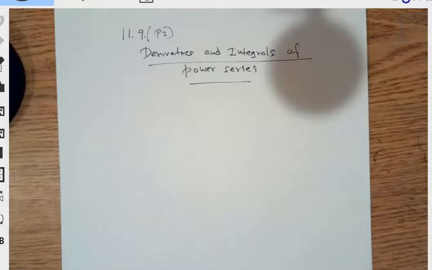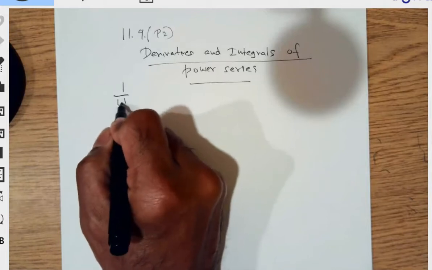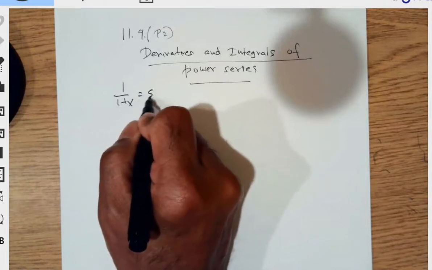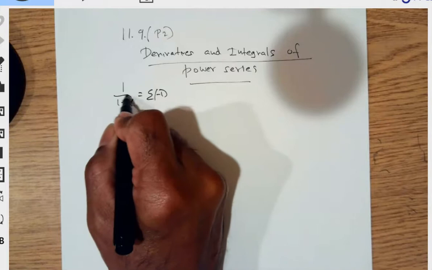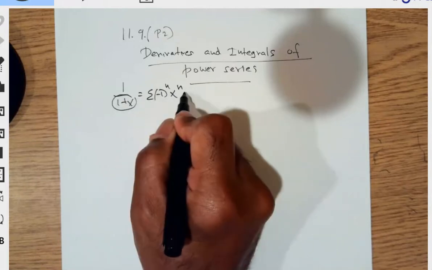So this is part 2 of 11.9 where we are going to talk about derivatives and integrals of power series. So what do you mean by this? Now in the last part of 11.9 we learned that functions like 1 over 1 plus x, rational functions with denominators, can be nicely expressed as power series, right?